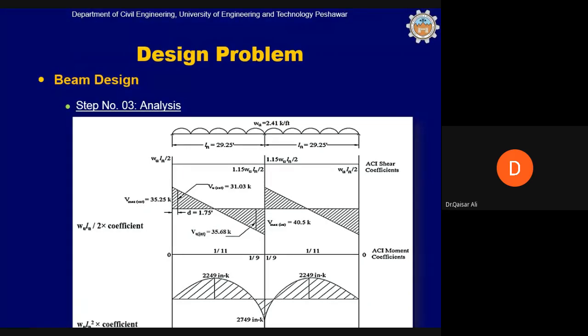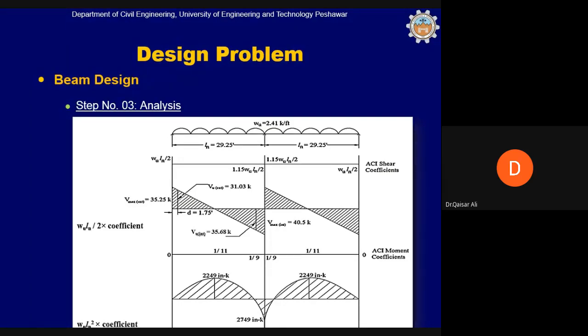Now I will ask you to take a few minutes and look at this analysis diagram, the shear force and bending moment diagram. Please draw these bending moment and shear force diagrams from this slide yourself on your sheet. Then I will ask you to design the beam for flexure first, and then for shear. If you have any question, you can ask. But first of all, draw the shear force diagram and bending moment diagram on your sheets. After you complete this, the next step will be designing this beam.